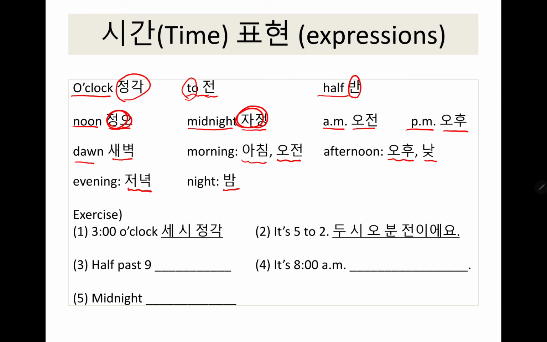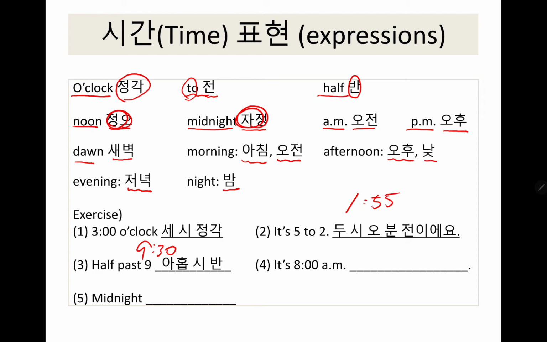So let's look at some exercises. Number 1, 3 o'clock would be 3시 정각. It's 5 to 2. 2시 5분 전이에요. So it would be 1:55. Okay. 9:30. How could you say this in Korean? You can say 9시 반.